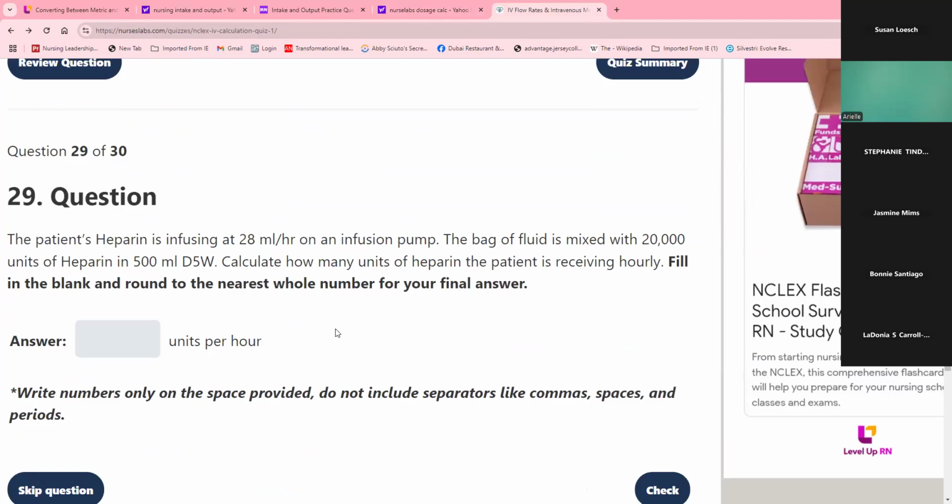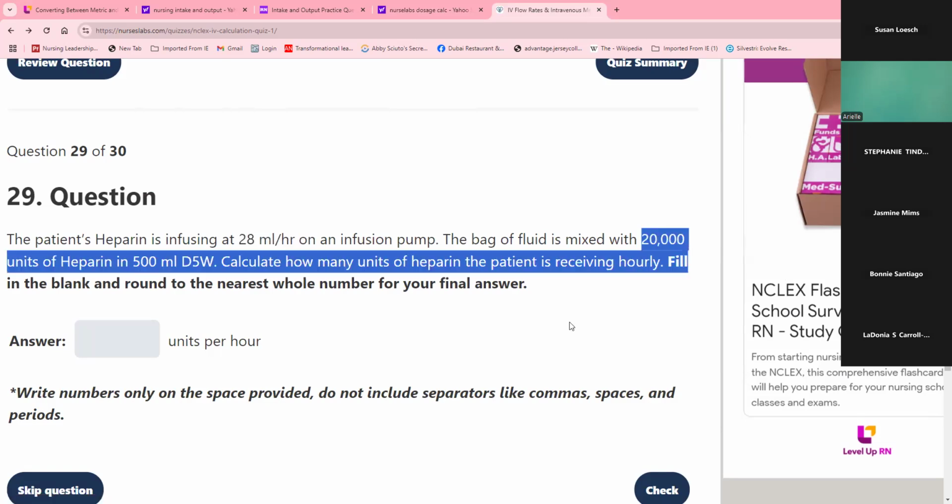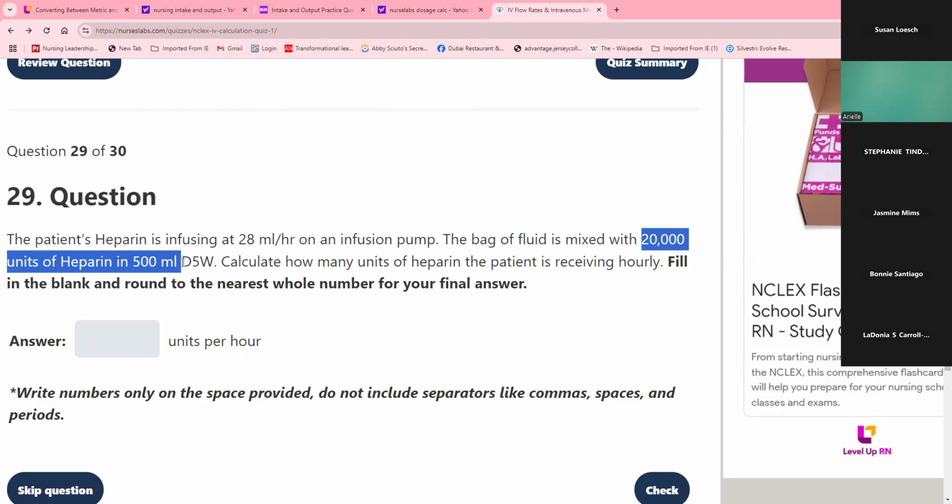Look at this one. Okay. This is asking you to calculate how many units the client's receiving, right? And I know you guys aren't doing this, but just look at it. How many units is the client receiving? What did the question give you? It gave you your mLs per hour, right? And it gave you the strength of the solution, which is 20,000 units in 500 mLs.